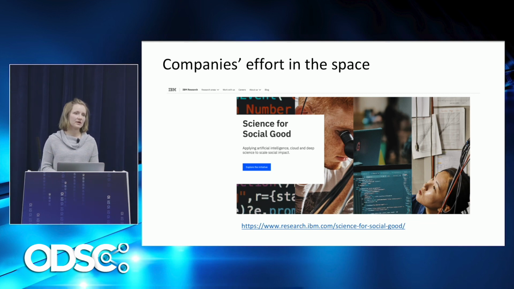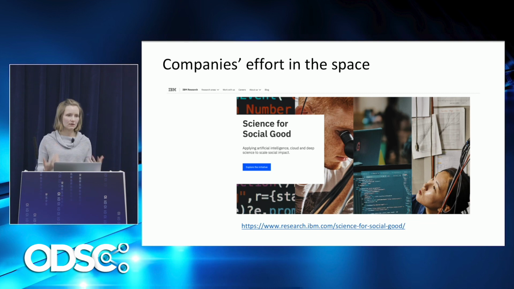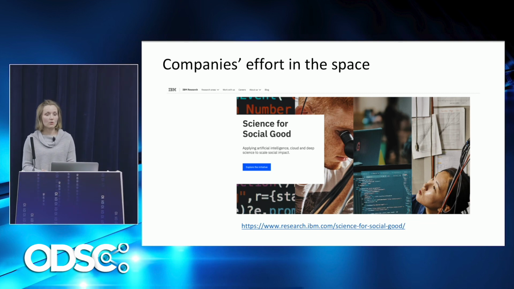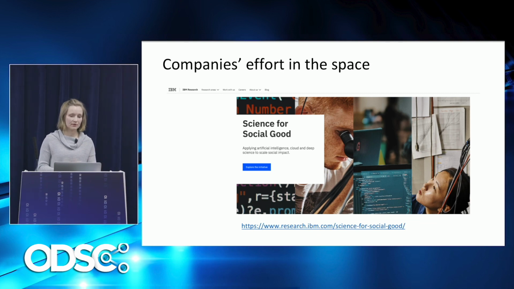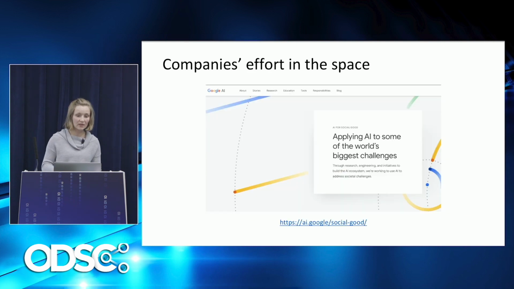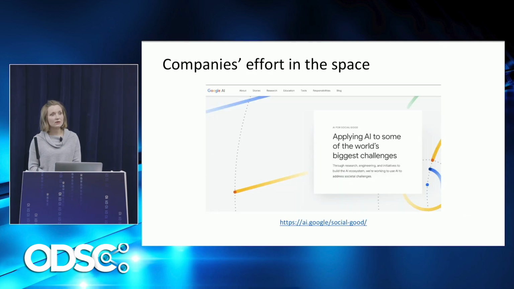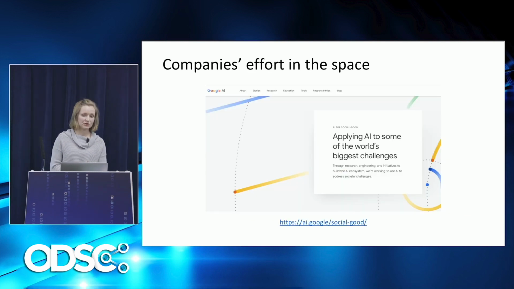A lot of big companies and small companies do work in the space. For example, IBM has a department devoted to science for social good. They have a lot of different projects. You can partner with them, and they also have some fellowships to do data science for social good. Google AI is also doing projects in the space.